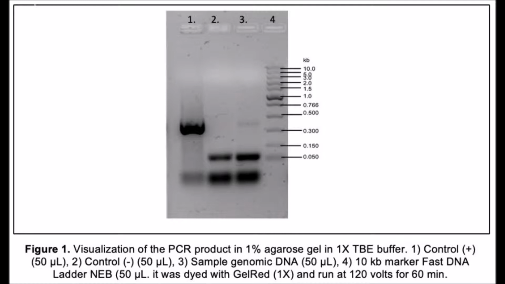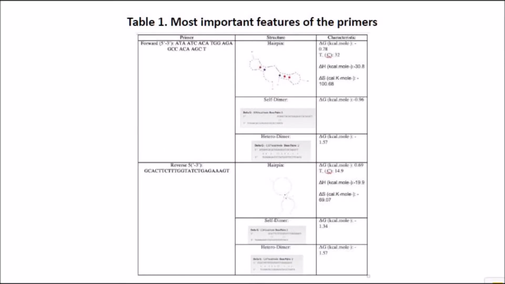However, it also presents non-specific products with much greater clarity and leftover dNTPs. With Table 1, we can perform the stability analysis of the secondary structures formed by the primers. In this case, homodimers, heterodimers, and hairpins were analyzed.